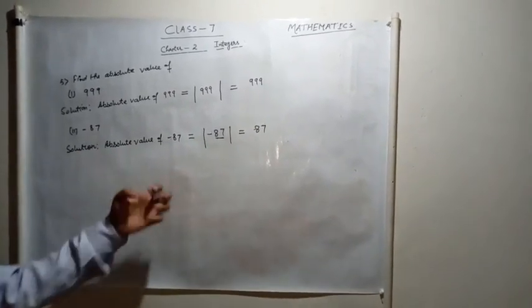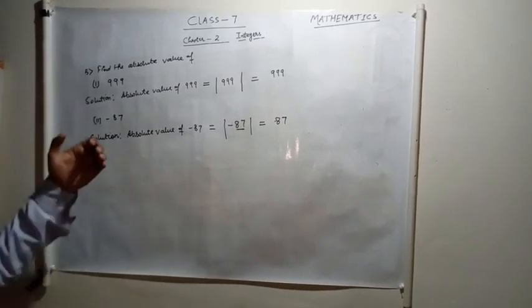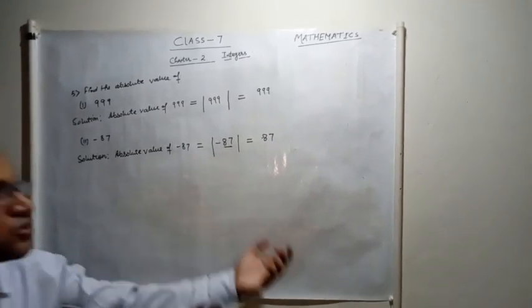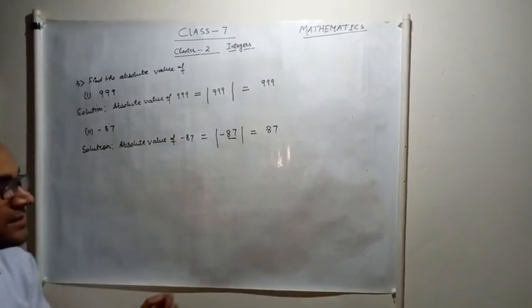Absolute value of 0 is 0. 0 is neither positive nor negative. But if it is a negative integer, then we get a positive, and if it is a positive integer, then we get the negative integer.